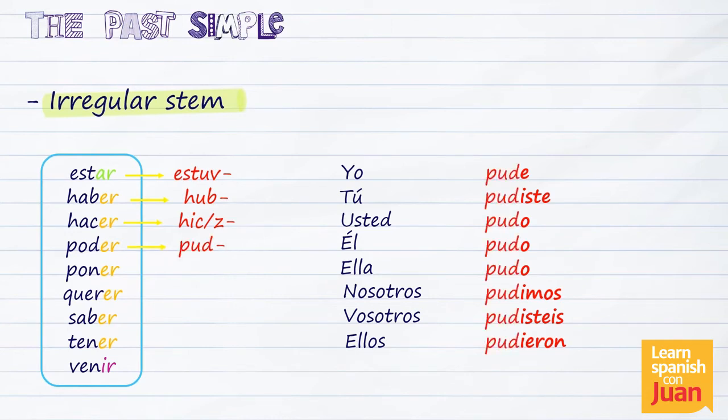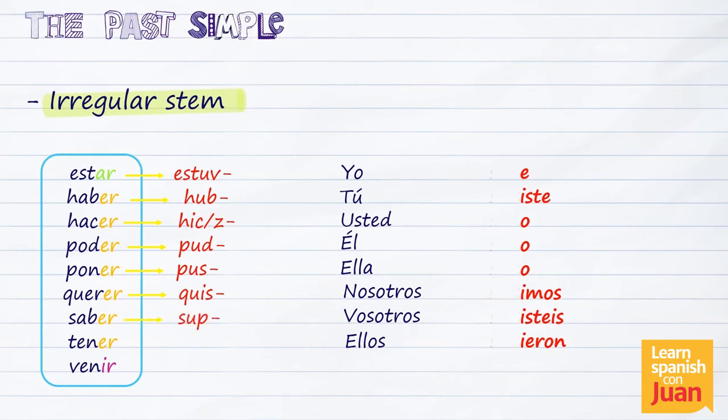Pude, pudiste, pudo, pudimos, pudisteis, pudieron. Puse, pusiste, puso, pusimos, pusisteis, pusieron. Quise, quisiste, quiso, quisimos, quisisteis, quisieron. Supe, supiste, supo, supimos, supisteis, supieron. Tuve, tuviste, tuvo, tuvimos, tuvisteis, tuvieron. Vine, viniste, vino, vinimos, vinisteis, vinieron.